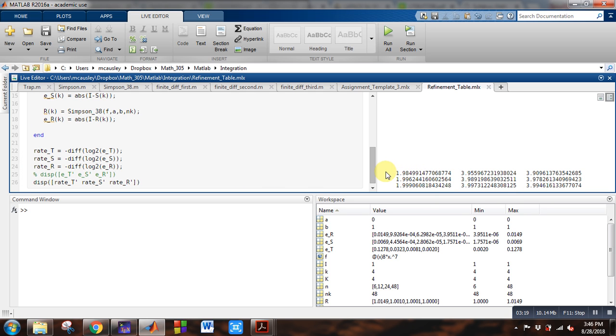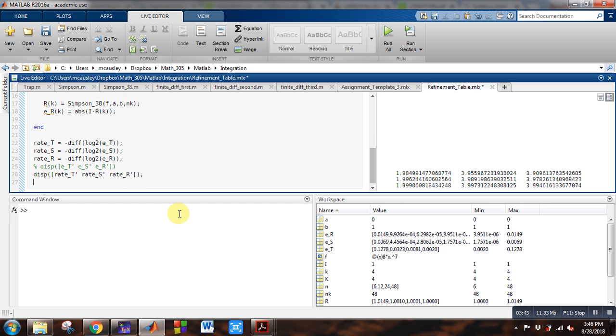So we predict that the trap rule should be second order accurate, and what do we see for these rates? We see 1.98, 1.99, 1.999. Okay, it's very close to 2. In the remaining rules, we thought they were fourth order accurate, and sure enough, the numerically computed rates are fairly close to that. Okay, so as far as the assignment goes, I would just like you to organize this into a table like we have in the past, and that's how we do refinement tables.